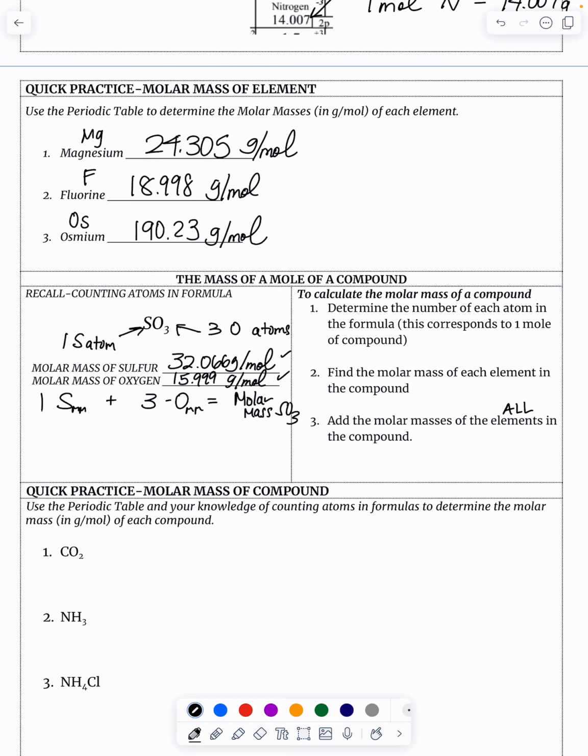So let's do that. 1 times the molar mass of S is 32.066 grams per mole, plus 3 times the molar mass of oxygen, which is 15.999 grams per mole. If I add those all together, I have to do this on a calculator, 15.999 times 3, I get a molar mass of 80.063, and don't forget to put units, grams per mole. So this is how we calculate a molar mass. We add up all of the masses of the elements in a compound.